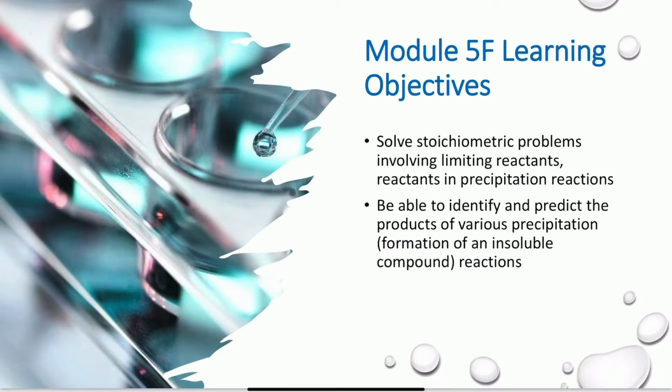For Module 5F, we're focusing on stoichiometric problems. So doing solution stoich. Stoich we learned in Chapter 4. Let's apply some solutions to it. Now, we're going to focus a lot on precipitation reactions. It doesn't mean that you have to have a precipitation reaction to do solution stoich. It's just the first time that we expose you to it in this chapter.